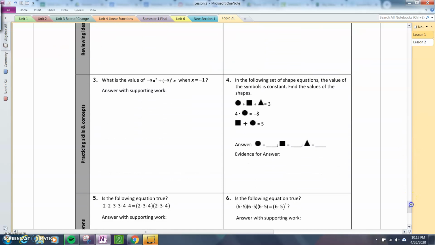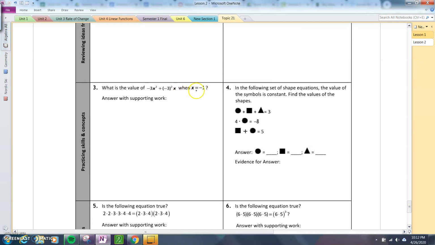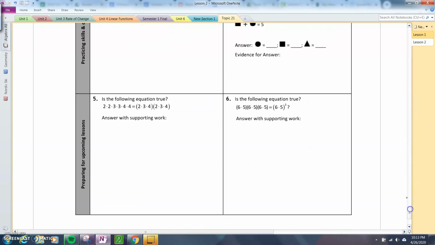Let's go down here. You're going to have to do some substitution. That means you're taking that negative 1 and plugging it into both of these x's and then evaluating. A little shape equations for 4. This is a good problem to help with exponents. And then order of operations and some questions here.